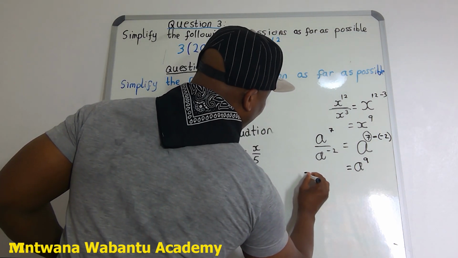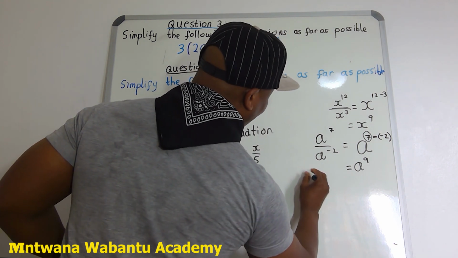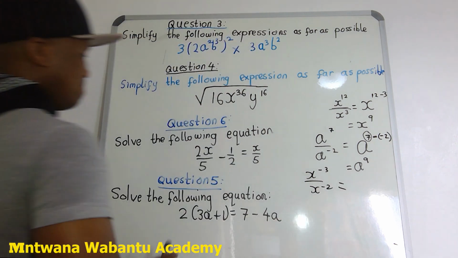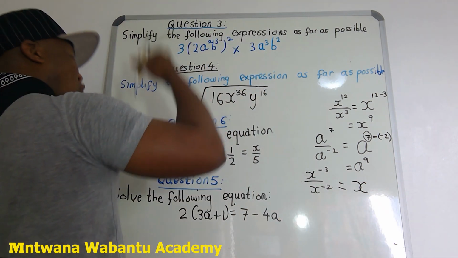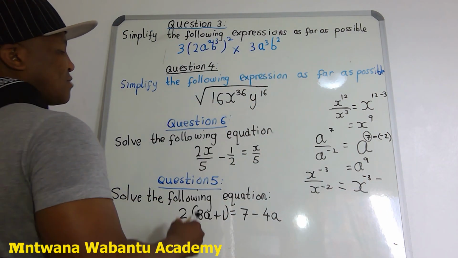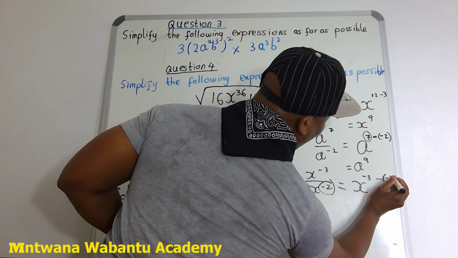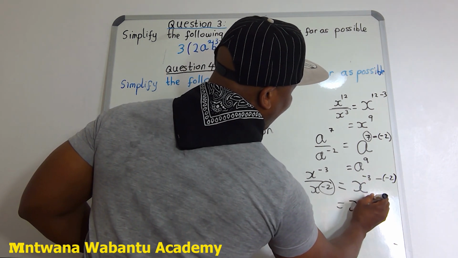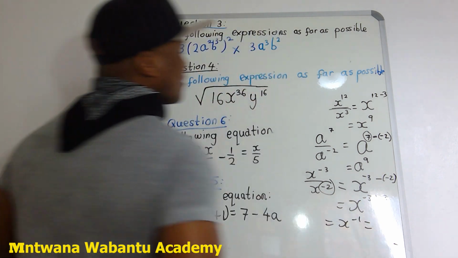One more. Let's say x to the power negative 3 over x to the power negative 2. The bases are the same, so I'll write only x, and then take the top power, which is negative 3. And then minus, always must minus, because it's division. Minus this, so minus what? Negative 2. So this is x to the power negative 3 minus negative 2, which is plus 2. So this is x to the power negative 1. You see what I'm saying?